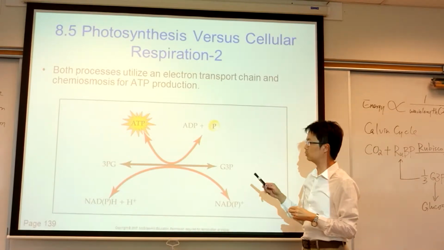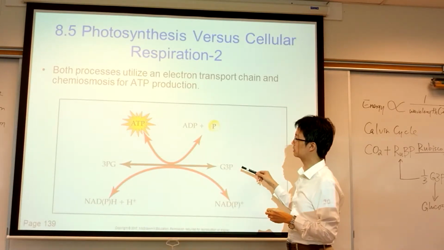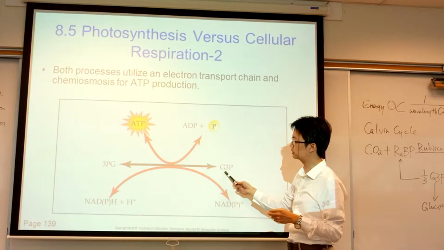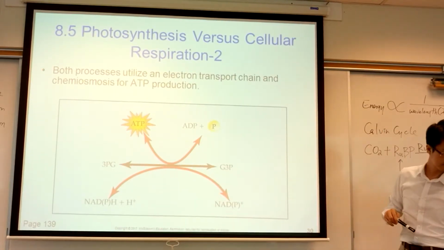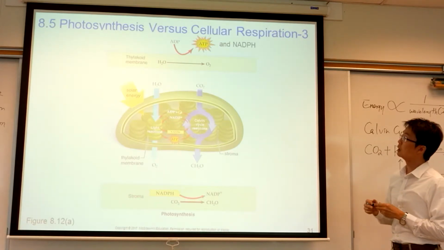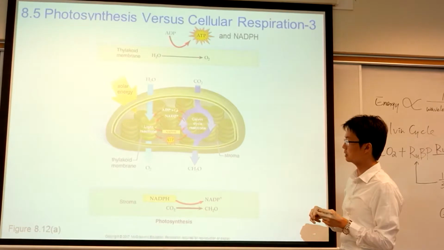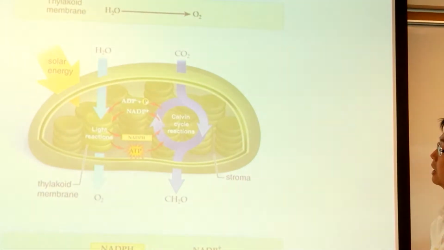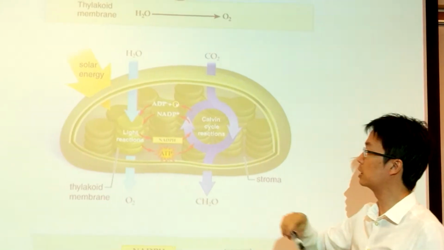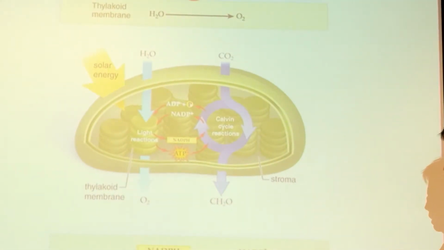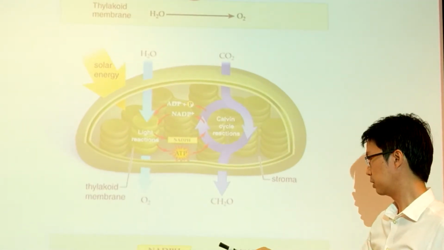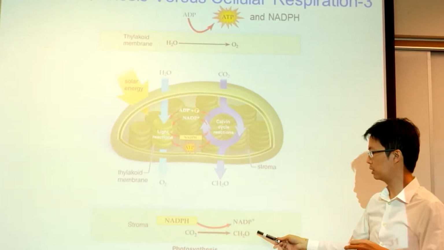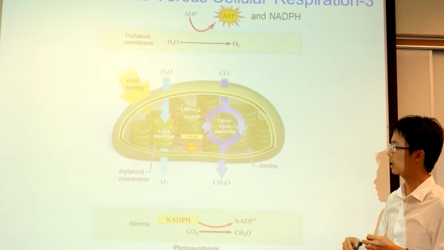So for this one, it is photosynthesis, because it is G3P here. And in photosynthesis, the making of ATP and NADPH is at the end of the light reaction using the electron transport chain, and the use of NADPH to convert carbon dioxide into G3P is in the Calvin cycle here.